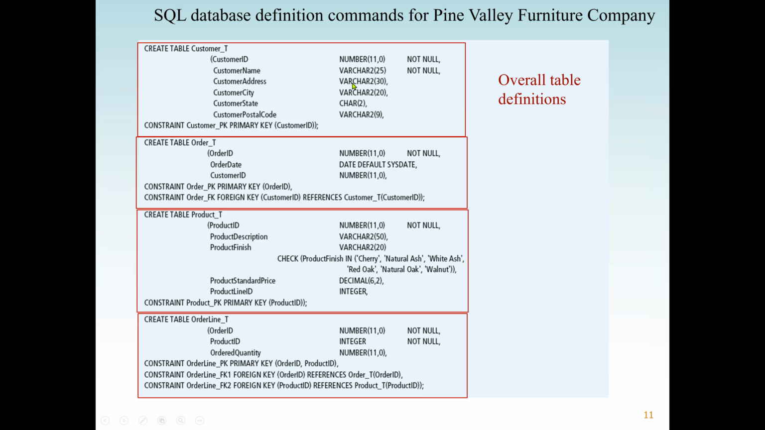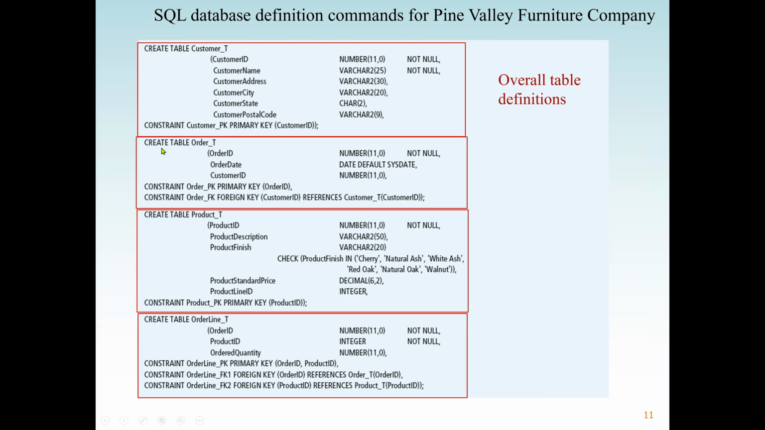Then we have address, also a string, but address can be empty, no problem. Then we have customer city, also a string. Customer state by default, we use 2 characters, NY, MO, MN, etc. So you can see char 2. Then we have customer postal code, varchar, we say 9. Now we want to make the primary key field the customer ID. So here we say constraint, customer PK, the primary key, and the primary key will be the customer ID.